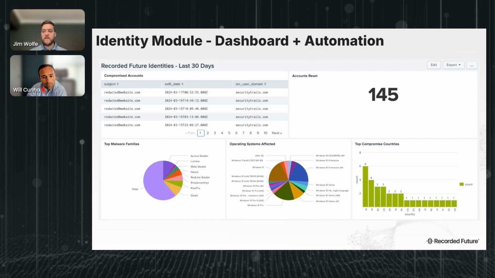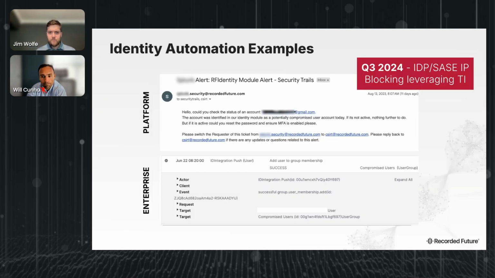Right now, whenever we send an account to be reset, we're basically kept in the loop so that we can measure how often it's happening, who's been impacted. We also, if you use our core platform, notify users that their account's been reset because it's quite likely that they might need to reset it elsewhere. Will, if you want to jump to the next slide.